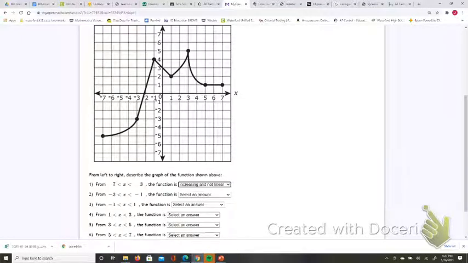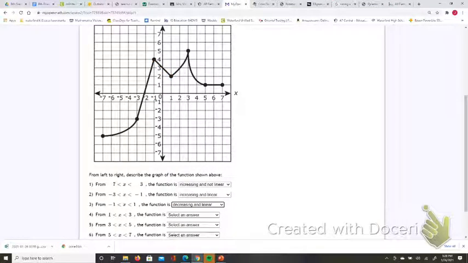Okay, then the next section of the graph goes from -3 right here to 1 right there. And if you look, can you see that it's increasing? And this time it's a straight line. So it's increasing and linear. Okay, now the next section goes from -1 to 1. And notice that it is decreasing. It's going downhill and it's linear. So decreasing and linear.